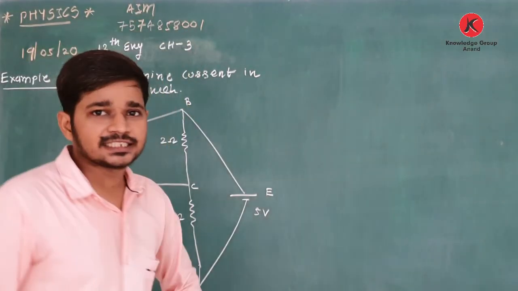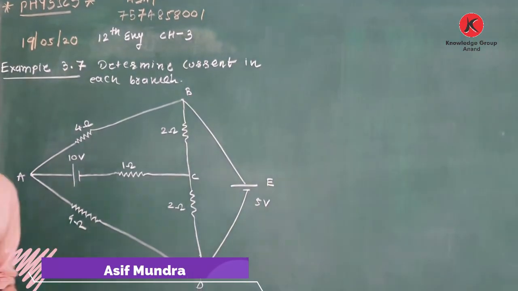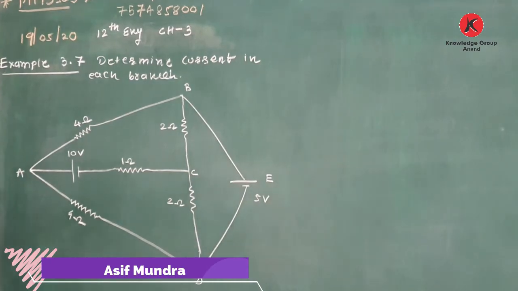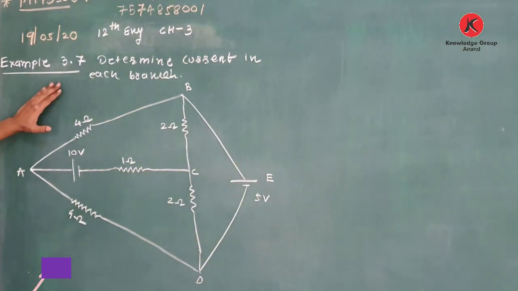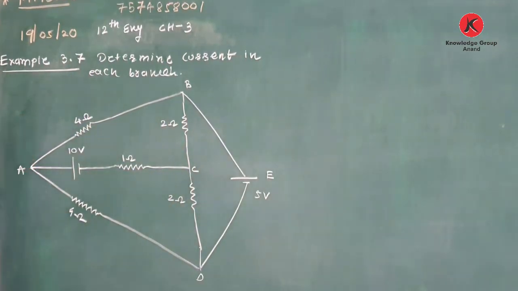Chapter 3, current electricity. Yes, theory is over. Now it's time for illustrations and examples. See, one example, Example 3.7: Determine current in each branch. You are given this circuit and you have to find the current flowing in each branch. Yes, it is a combination of physics and maths.